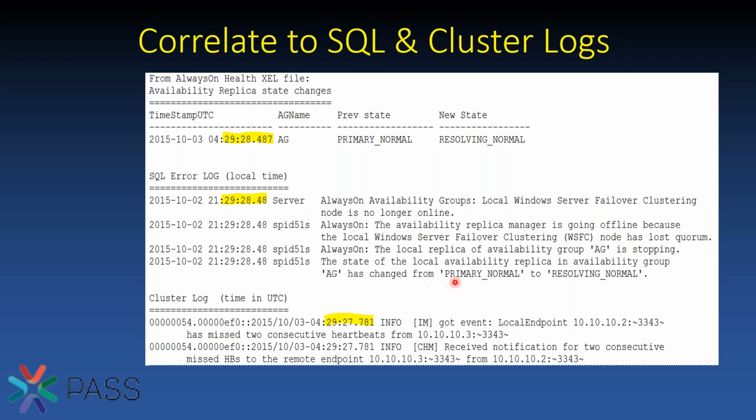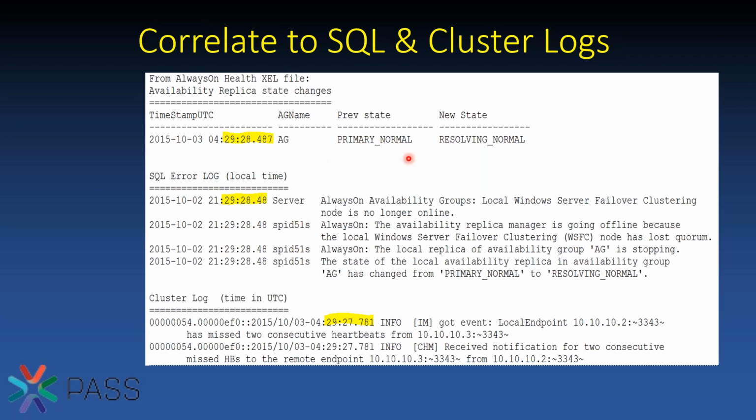And then of course you can see that it went from primary normal to resolving normal. I like to use the X events to tell me what and when over the SQL error logs. I can get it from the SQL error logs most of the time, but it's a lot harder to sift through them to find out that I went from primary normal to resolving normal at this time, as opposed to just querying these X events, where I can see exactly when that happened, because I can filter those out and make it real easy to find out when.